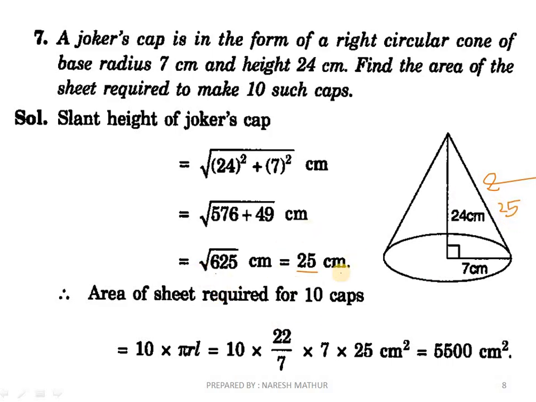Now we need to find the curved surface area of this cap. So we apply pi r l, and we need to find the area of 10 caps, so it will be multiplied by 10 directly, and we get the answer. As it is a cap, it will be open at the bottom. That's why we are considering only the CSA.